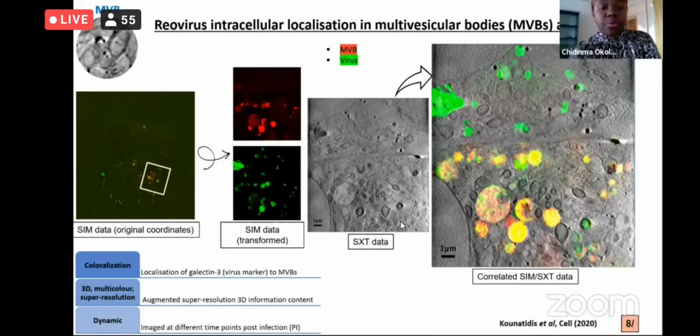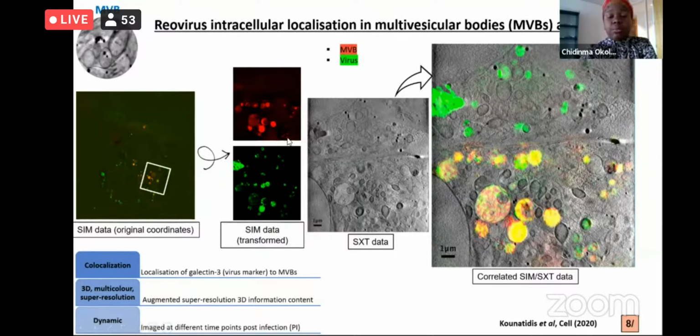Pairing these two microscopes, we've been able to use it to study real virus intracellular localization in multivesicular bodies. So here in red, we have multivesicular bodies, and here in green, we have viruses. And with the soft X-ray tomography, we can see how different cellular features coexist, even following viral infection.